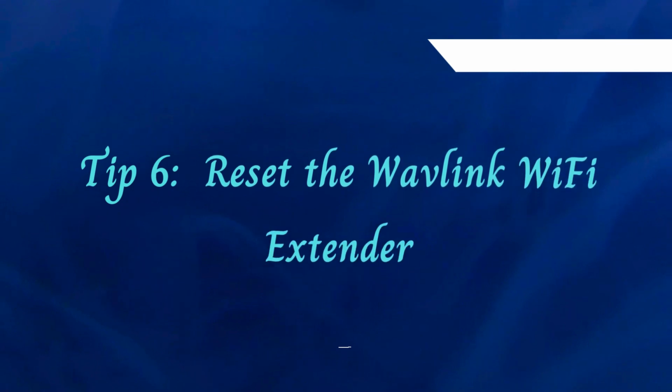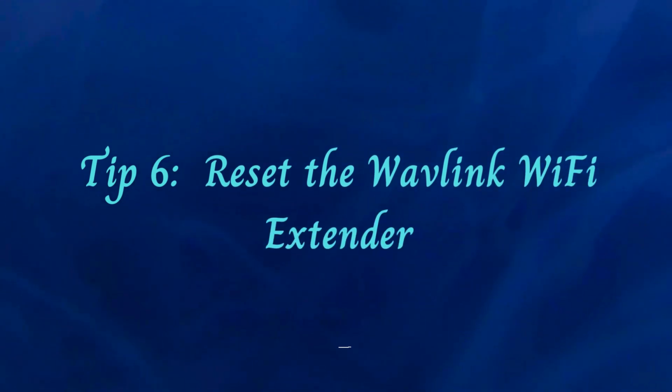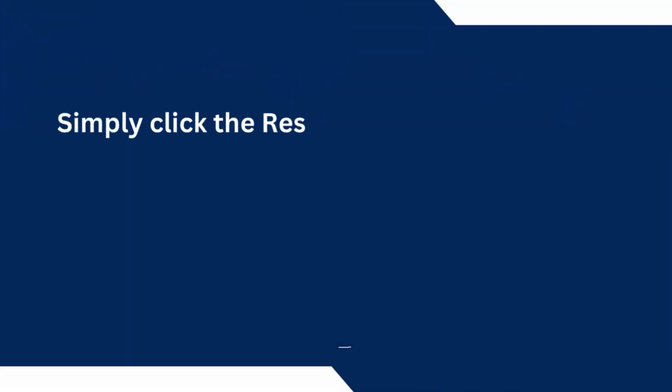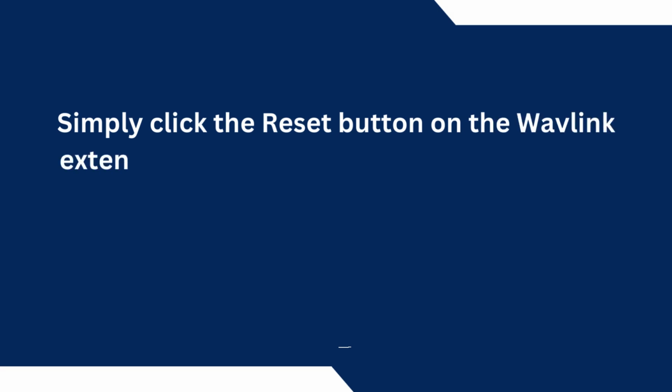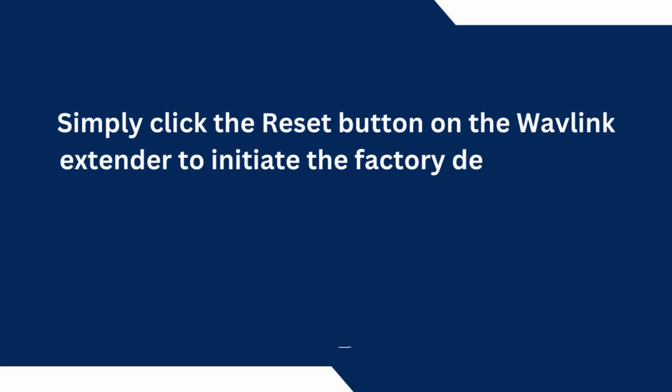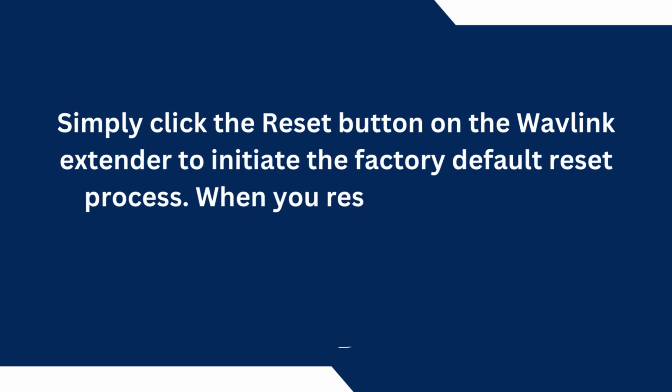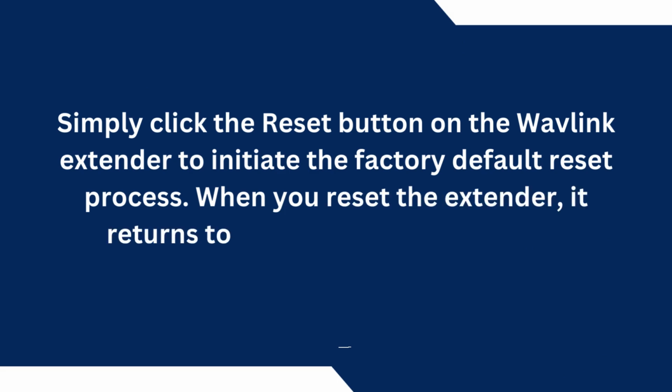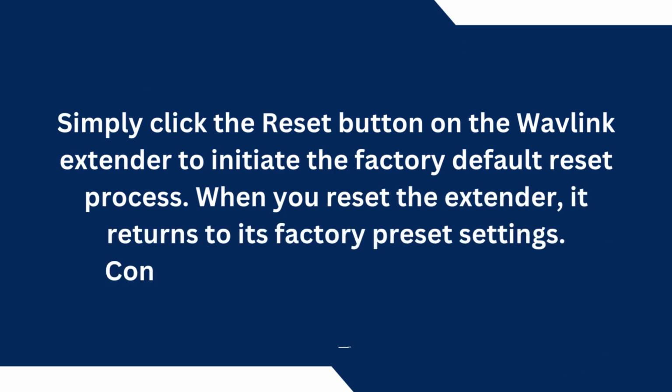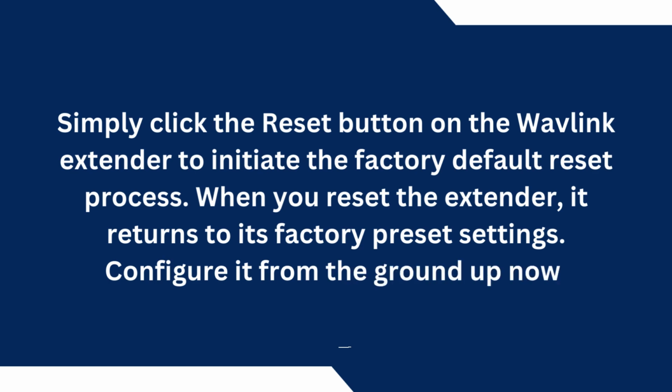Tip 6. Reset the Wavlink Wi-Fi extender. Simply click the reset button on the Wavlink extender to initiate the factory default reset process. When you reset the extender, it returns to its factory preset settings. Configure it from the ground up now.